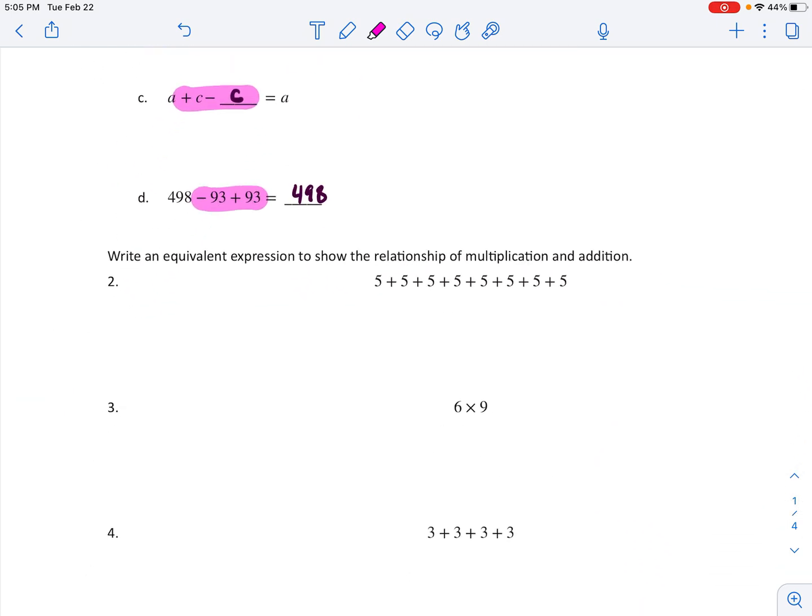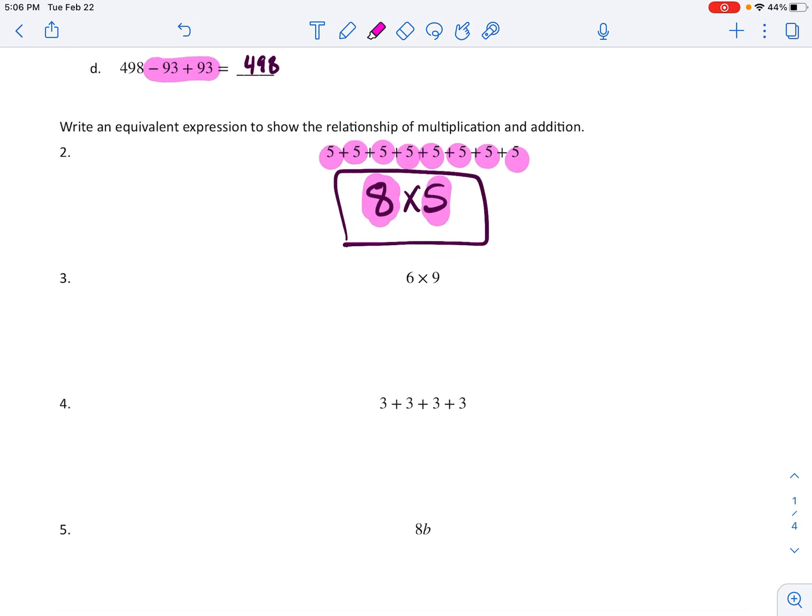Number two is telling us to write an expression to show the relationship of multiplication and division. Okay, so on number two, we have 1, 2, 3, 4, 5, 6, 7, 8 fives, and we're adding them up. So the relationship between addition and multiplication here would be 8 times 5, and that's our answer, okay? The first number is telling us how many of the second number there are. 8 times 5, 8 groups of 5.